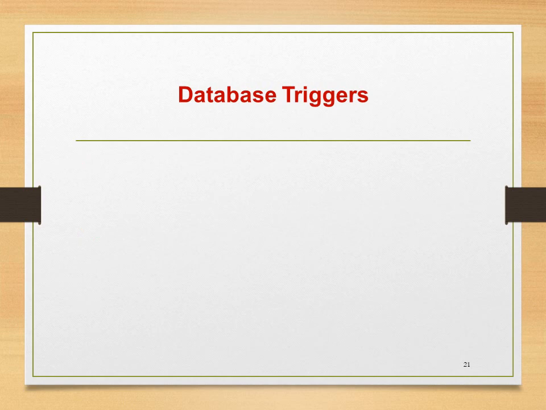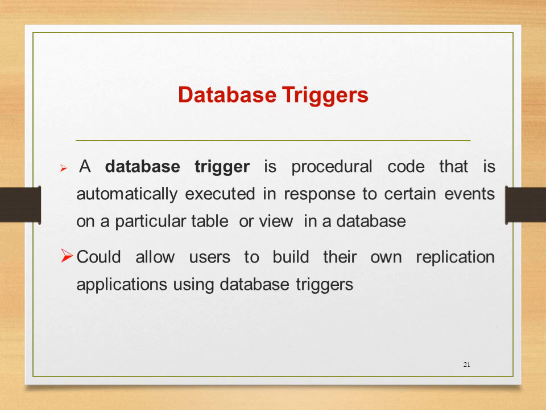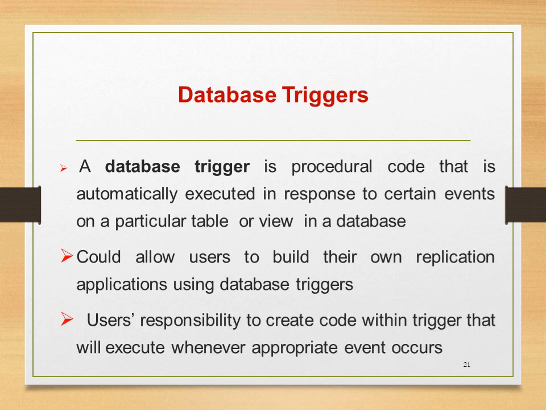Then database triggers. A database trigger is stored procedural code that is automatically executed in response to certain events on a particular table or view in a database. It could allow users to build their own replication application using database triggers. And it is the user's responsibility to create code within the trigger that will execute whenever the appropriate event occurs.